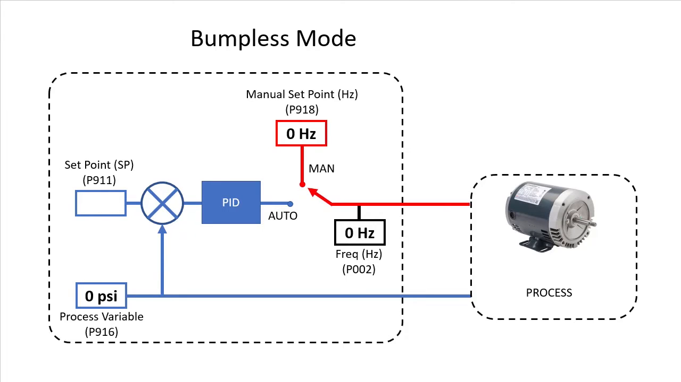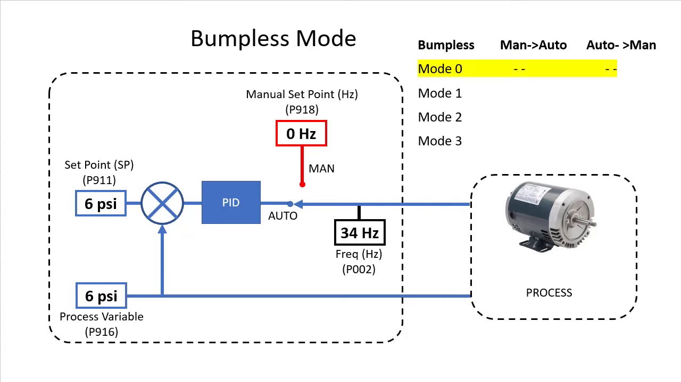When switching from manual to automatic mode, it simply reads the current process variable and puts it in the set point. So when PID starts, it sees the process variable and the set point are the same, and it just goes about the business of maintaining that motor speed. The operator can then safely increase the set point to the desired level.